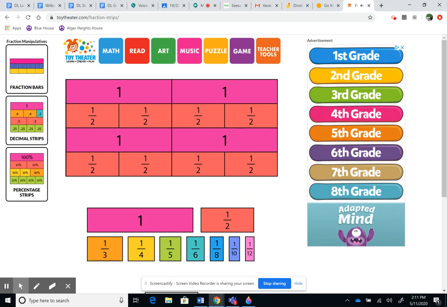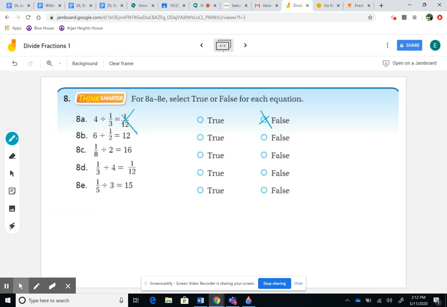Now that's for 4 of them. I still need 2 more. So what I'm going to do is take them away. 8, 9, 10, 11, 12. That kind of helps me do that. So 6 divided by 1/2 is 12. That one is actually true.